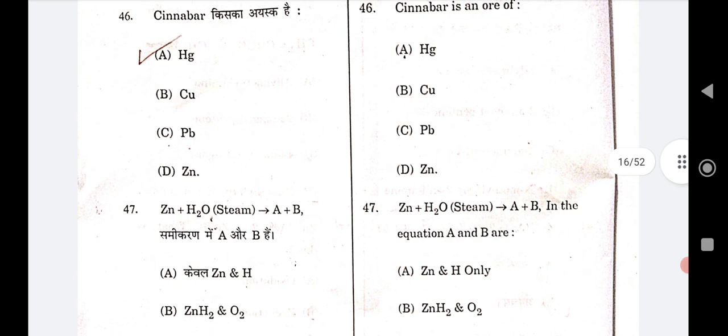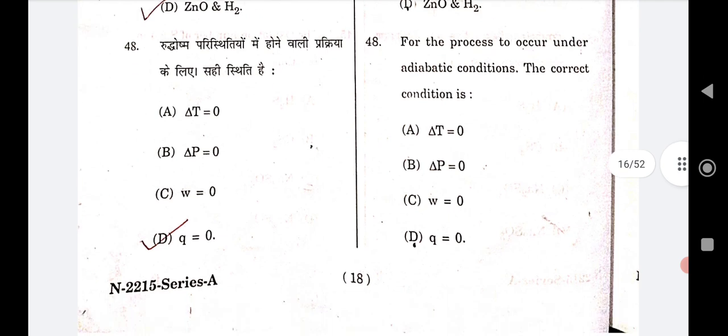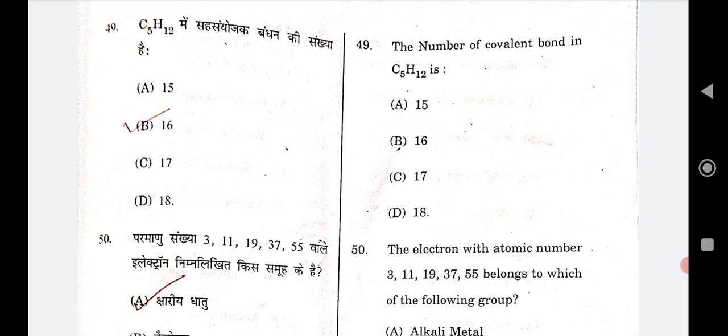Next question: Zn plus H2O (steam) gives A plus B. In the equation, A and B are, so here D, ZnO and H2. D is the correct one here. Next question: for a process to occur under adiabatic conditions, the correct condition is Q equal to 0. D is the correct one here. Next question: the number of covalent bonds in C5H12 is 16. That is the correct option here.